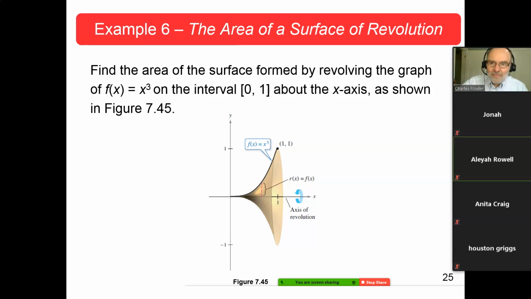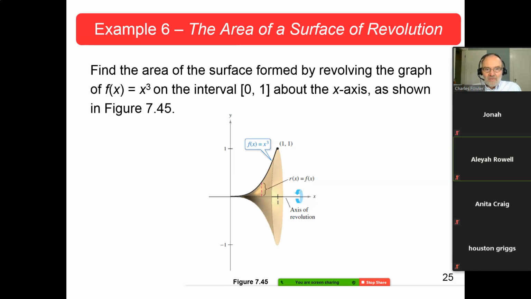So let's do example 6. This is on top of page 480. Okay. Find the area of the surface formed by revolving the graph of f of x is equal to x cubed on the interval from 0 to 1. Okay, that's pretty much that. About the x-axis is shown here. Okay, so that's pretty much just a simple form like we did before.